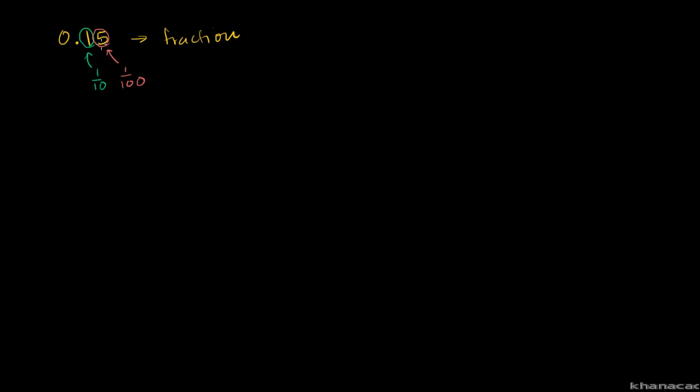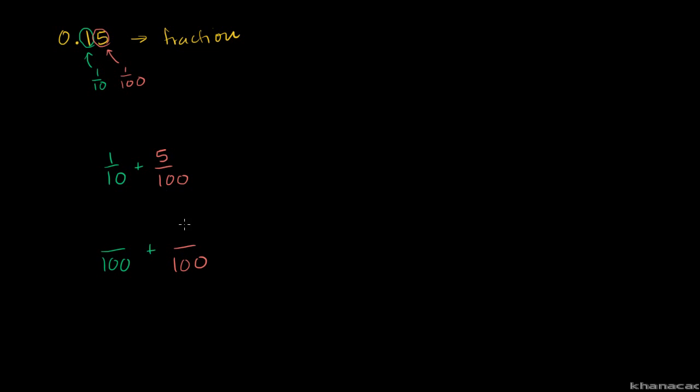So if I were to rewrite this, I can rewrite this as a sum. This 1 represents 1 times 1/10, so that will literally be 1/10 plus, and this 5 represents 5 times 1/100, so it would be plus 5/100. And if we want to add them up, we want to find a common denominator. The common denominator is 100, because 100 is a multiple of both 10 and 100. So we can rewrite this as something over 100 plus something over 100.